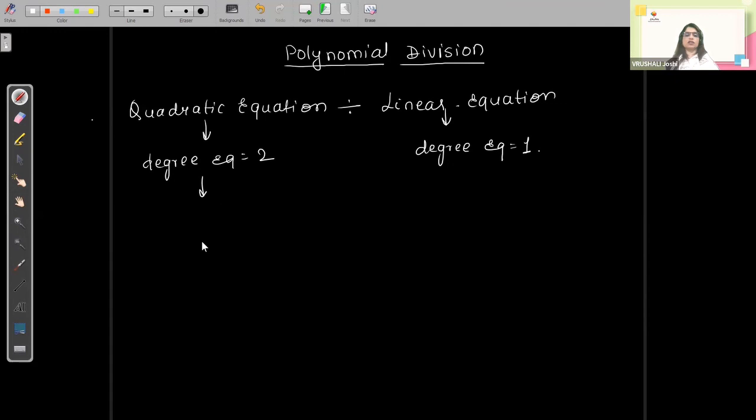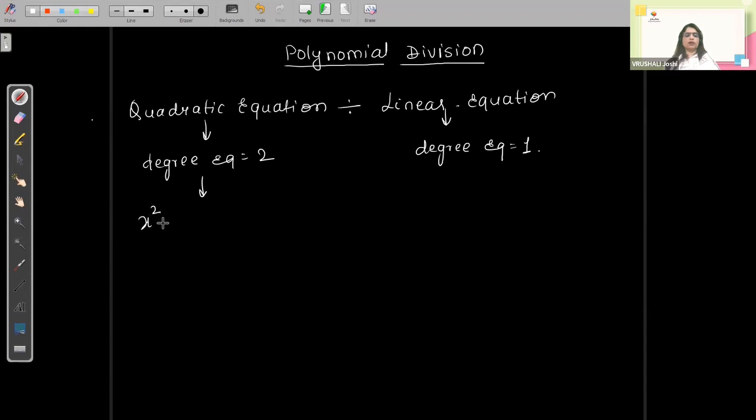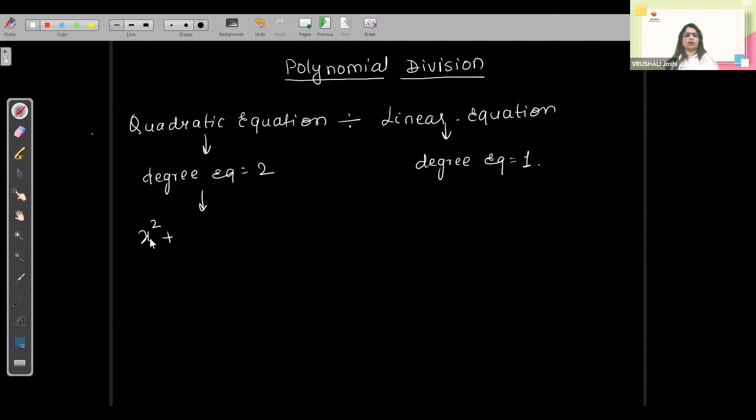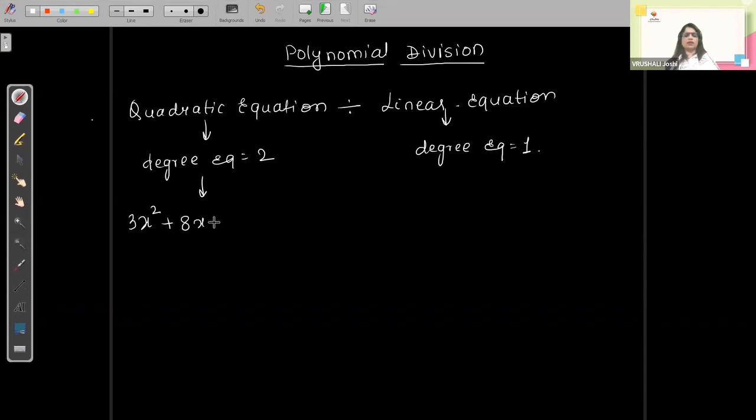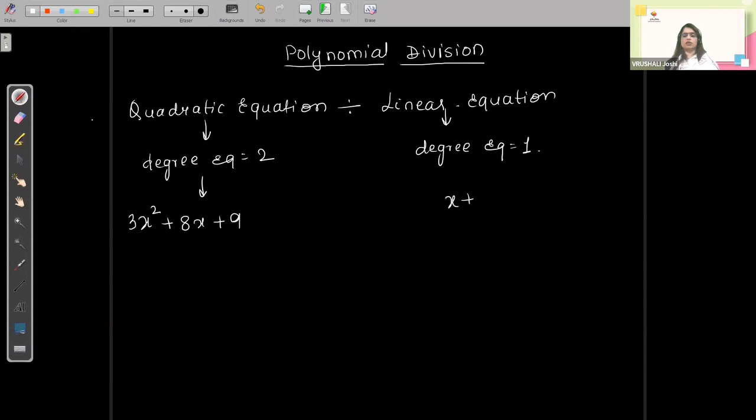Let us take one easy example. This is equal to 3x square plus 8x plus 9. This is the quadratic equation, suppose, and let us take a linear equation, say x plus 2. Let's divide by this x plus 2.